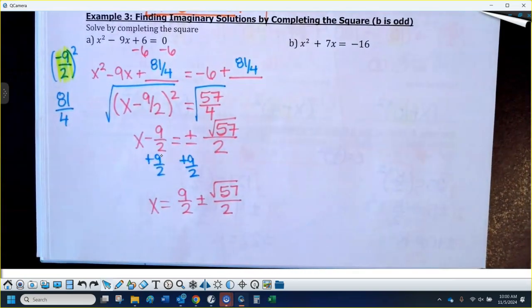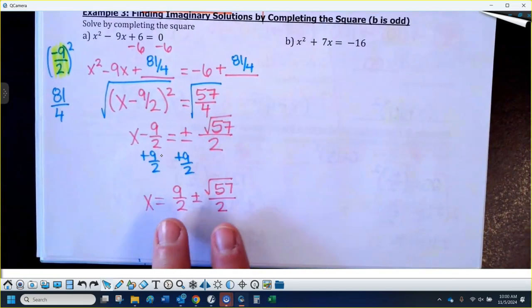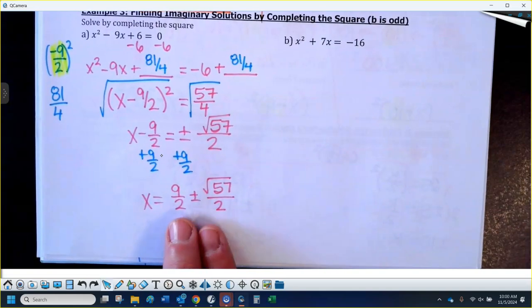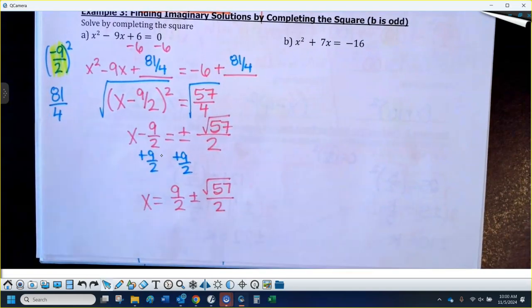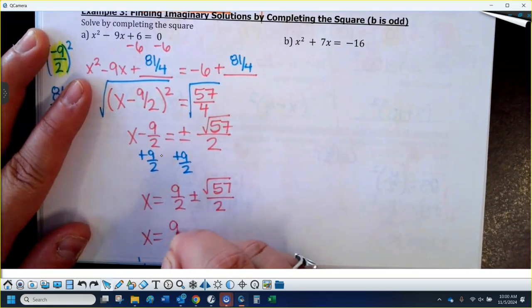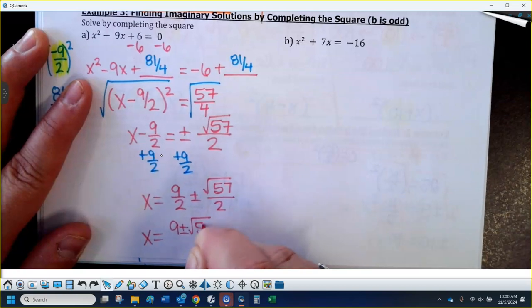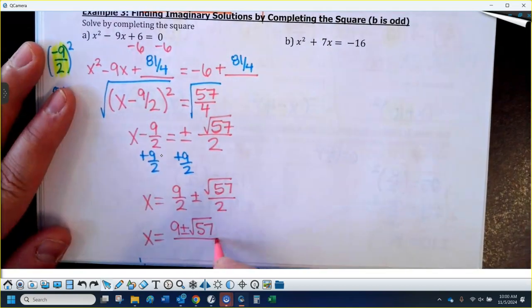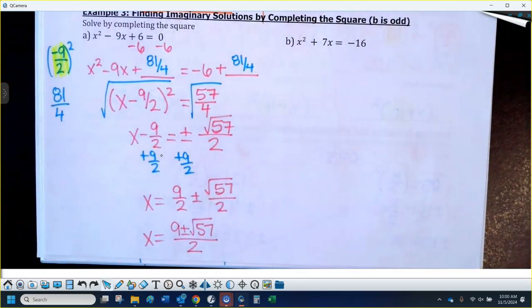You can leave it like this, or the reason I had you also leave it as fractions, this has a common denominator. Both of the denominators are 2, so probably a more typical way you might see this written, you would actually have 9 plus or minus radical 57, all that would be on the top, and then the whole thing would be over 2.